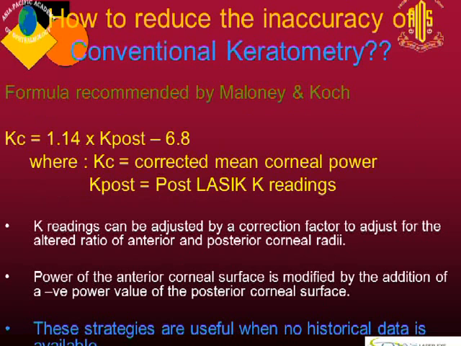So how do we reduce the inaccuracy of conventional keratometry? There have been numerous formulae which have been incorporated, and the formula recommended by Maloney and Koch, where you have Kc equal to 1.14 into post-keratometry minus 6.8. Here Kc is the corrected mean corneal power, and K post is the post-LASIK K readings. And you have a factor of 6.8, which is taken in this formula.